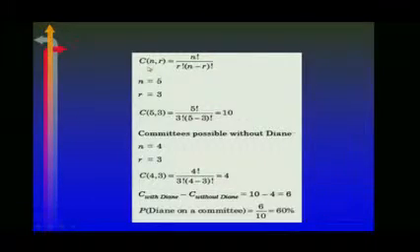The combination of n comma r is n factorial over r factorial times n minus r factorial. n is 5, r is 3. Out of 5, I want to form a committee of 3. I can form a total of 10 different combinations.